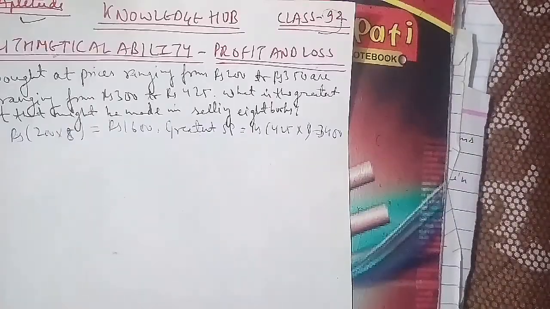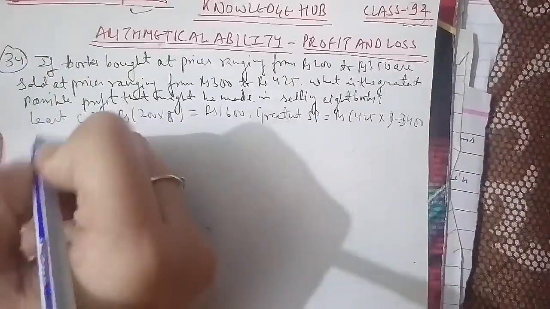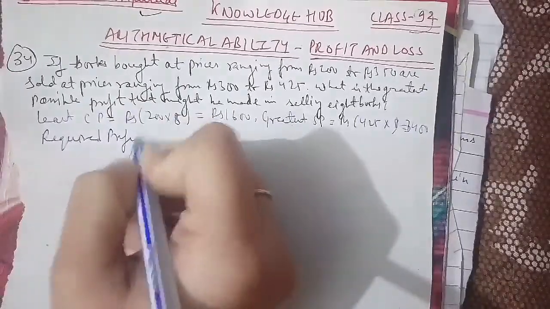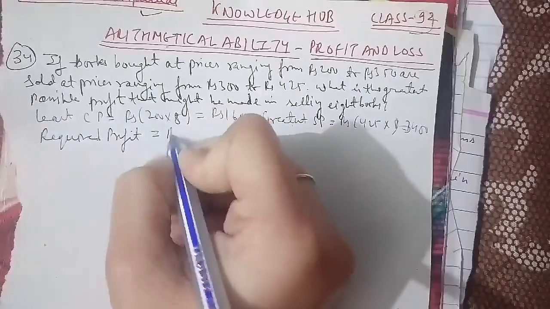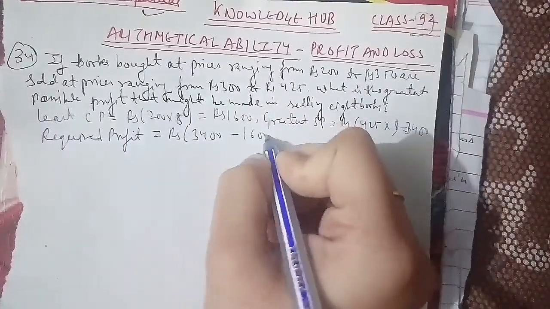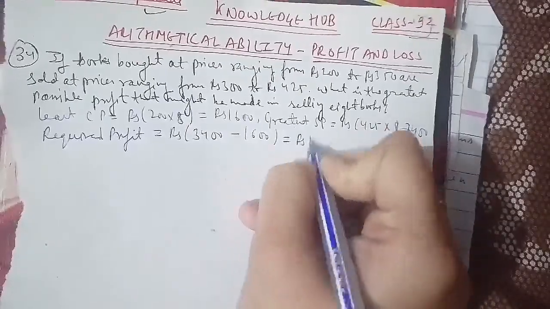That is, the required profit equals rupees 3400 minus 1600. It will give you rupees 1800.